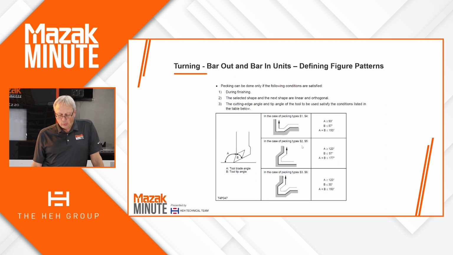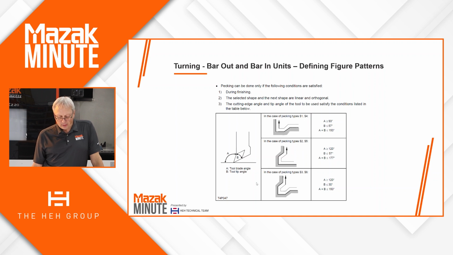In the case of a 2 and a 5, notice that the A has to be greater than or equal to 120 degrees. So if you could picture your tool, that tool needs to be laying out a lot more so that I can do the undercut in the face.